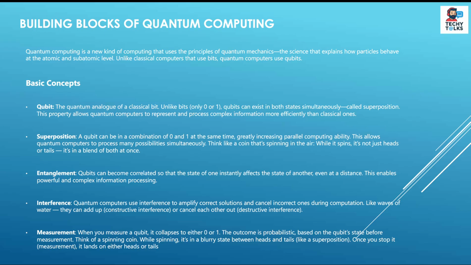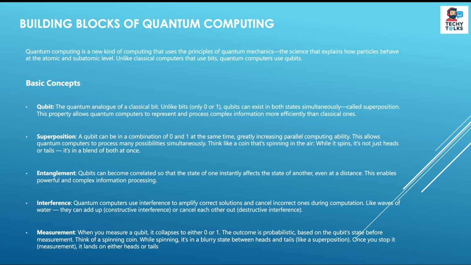Next comes the concept called superposition. As I said, the qubit can be in a combination of 0 and 1 at the same time. It helps quantum computers do parallel computing and complex calculations. Think of it like spinning a coin in the air. When you spin a coin, it's not just heads or tails. It can be anything in between. It's a blend of both. You cannot determine whether it's a head or tail while it is in the air. That is called superposition. It can be anything.